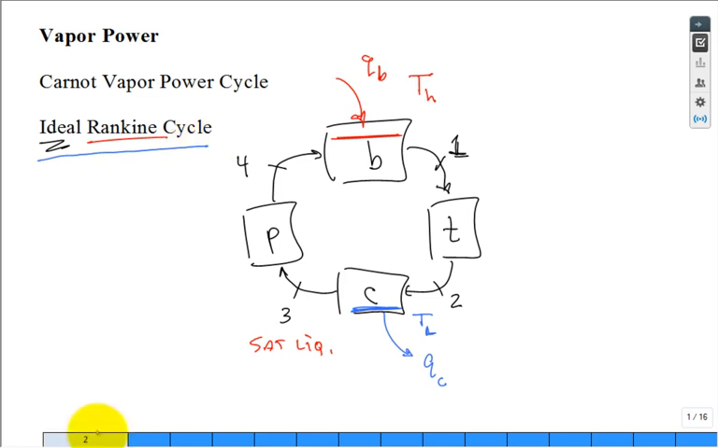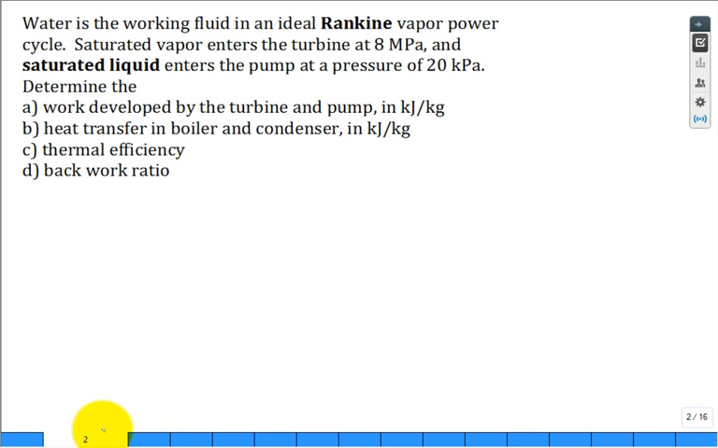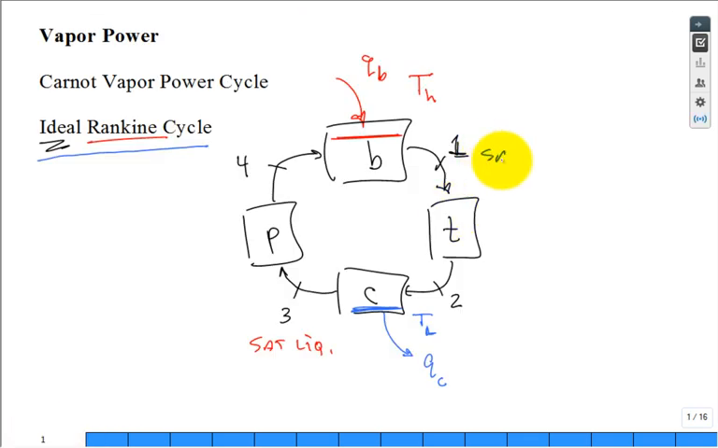I don't know how far we went in solving a problem with the ideal Rankine cycle. So we want to go ahead and say, here is a Rankine cycle problem. So we have steam or water as our working fluid. It's an ideal cycle. What does that word ideal on the Rankine cycle mean? The turbine and the pump are reversible. There are no irreversibilities in the turbine or pump. Saturated vapor enters the turbine at 8 megapascal. So if I just go back to that schematic, this is saturated vapor. And the pressure, P1 equal to P4, is the 8 megapascal.